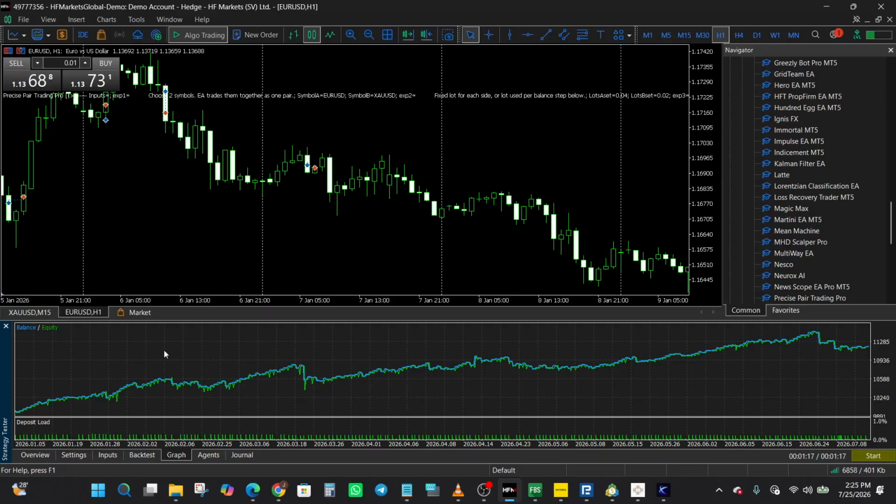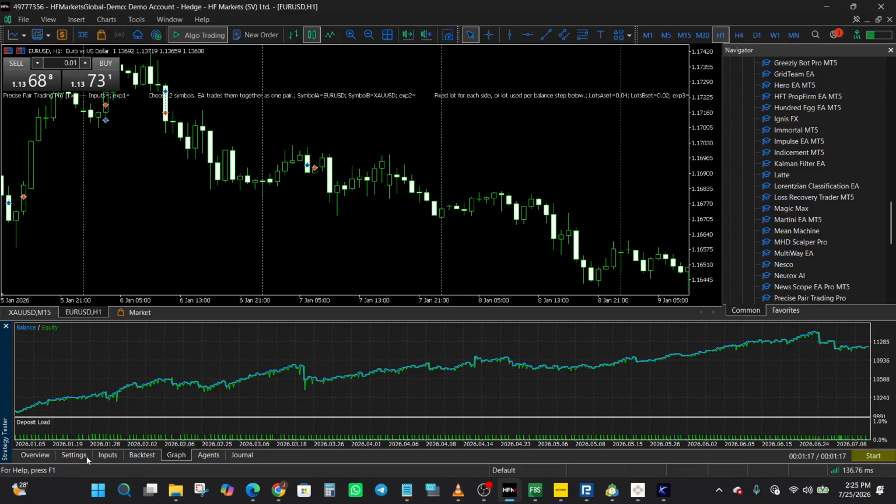We can see that the balance and equity were almost always very tight to each other. They were very close to each other most of the time. But you will notice that there were also times when the equity dropped substantially below the balance. You can see those green lines below the blue line. But overall, it was a steady growth over time.